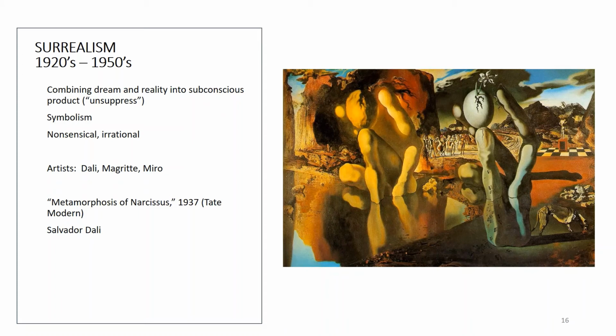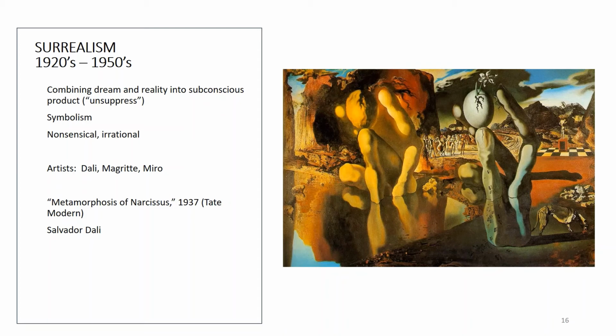Artists that we know that were surrealists include Salvador Dali, René Magritte, Joan Miró, and they were taking art in a completely different new direction, subject matter-wise. They were releasing the unconscious mind, and they were opposing rationality and materialism into these dreamlike, nonsensical images of things.